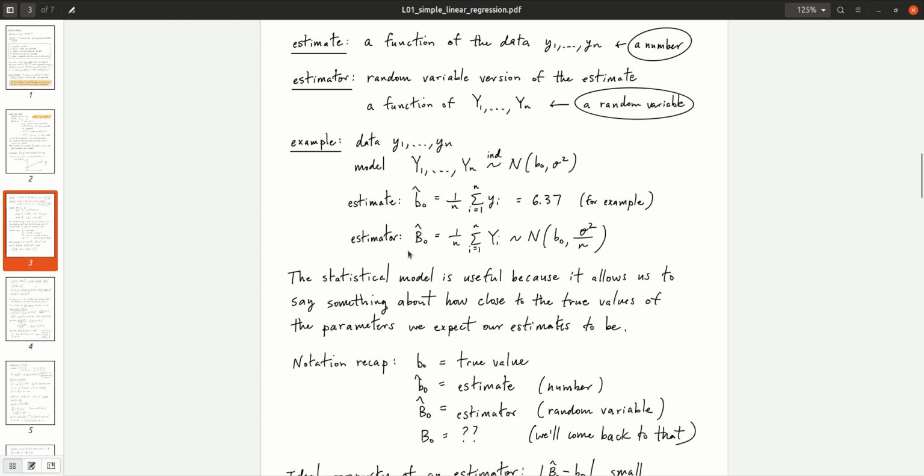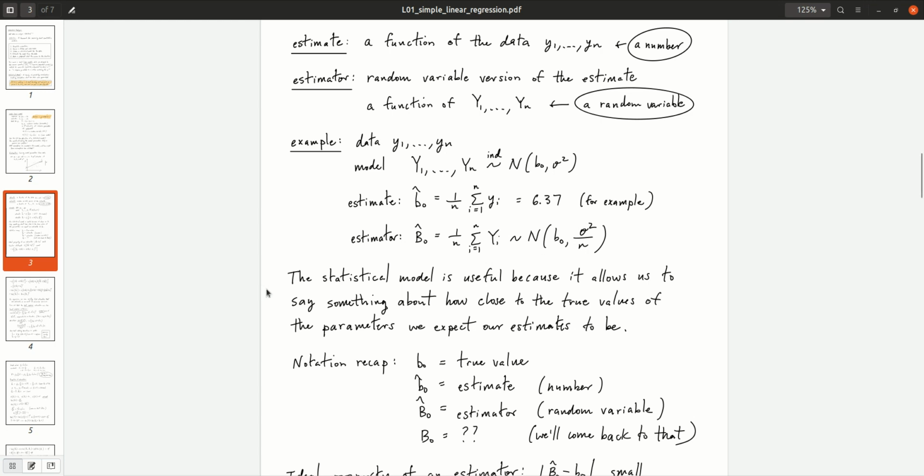For the estimator, this is going to be a random variable. And the way I construct the estimator is that I take the formula for the estimate, and wherever I see the little yi, the response, I plug in the random variable version. So what we have here is a sample average of n normal random variables. And it turns out that this thing, since it's a function of random variables Yi, it also is a random variable, and it happens to have a normal distribution with expected value b0 and variance sigma squared over n.